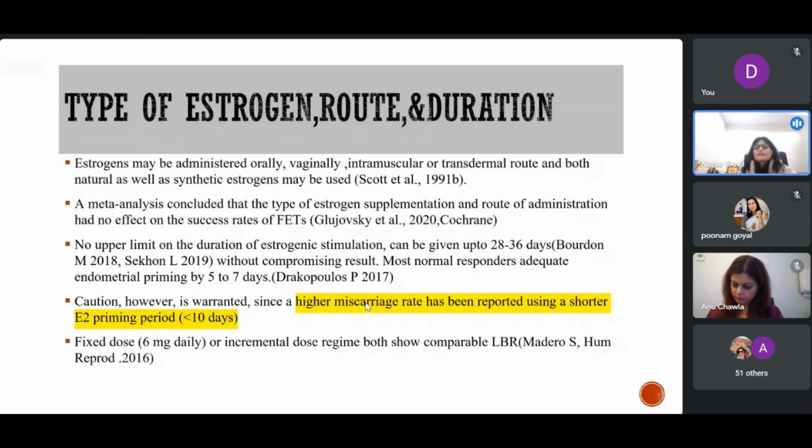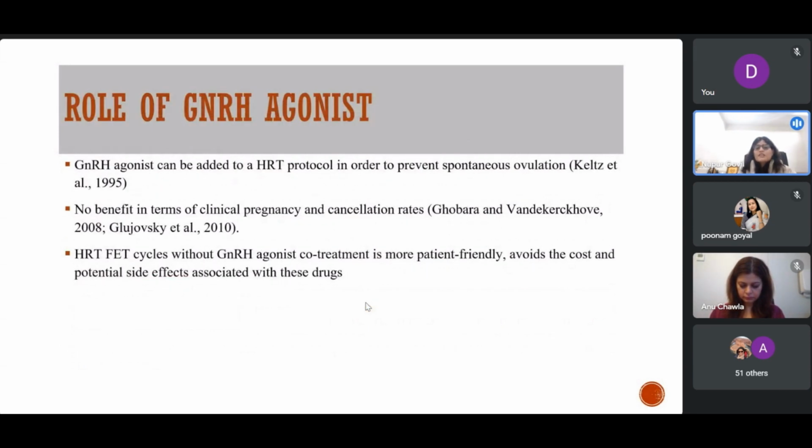But it has been seen that with priming for less than 10 days, there are increased rates of miscarriage. There are two types of regimen that we usually follow: fixed dose or incremental dose. Both have been shown to have comparable live birth rates. Agonists are usually not recommended because of the added cost. There were some studies that showed a higher live birth rate, but no benefit was seen in terms of clinical pregnancy or cancellation rates.